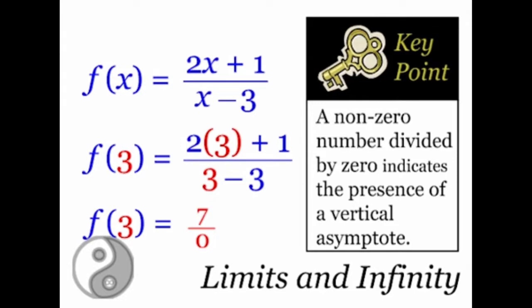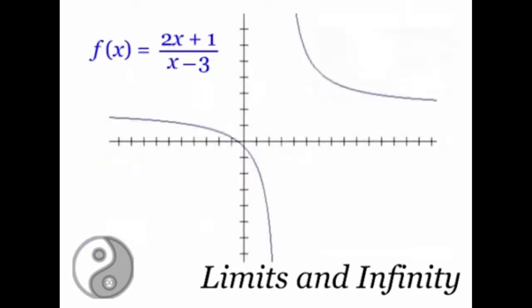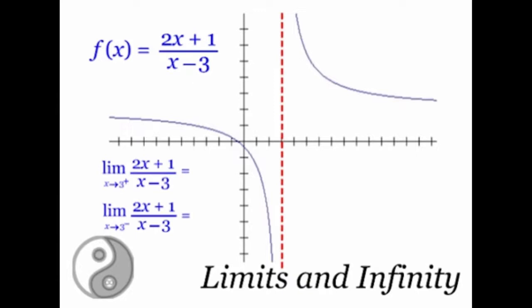In fact, whenever you substitute a number into a function and get a non-zero number divided by 0, it indicates the presence of a vertical asymptote. And this holds true for this function. Let's take a look at the graph of f at x equals 3. Well, remember, an asymptote is a line which a function cannot reach. Here we have an asymptote at x equals 3 because when we plug 3 into f, we got a constant divided by 0. Now, by examining the graph of f, we can see that the limits as x approaches 3 from the left and right are different.